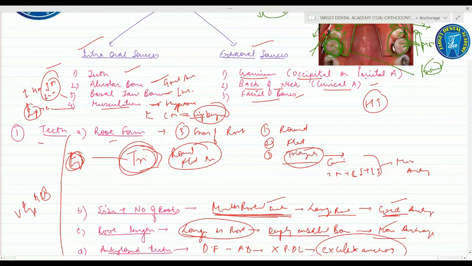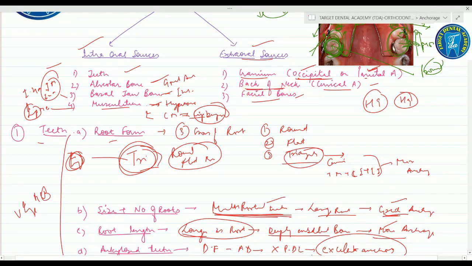Fine. So after the intraoral anchorage, coming on to the extraoral sources of the anchorage. First is the cranium. So in this, the extraoral anchorage can be used by headgear. And the headgears derive the anchorage from the occipital area as well as from the cranium or from the parietal region.